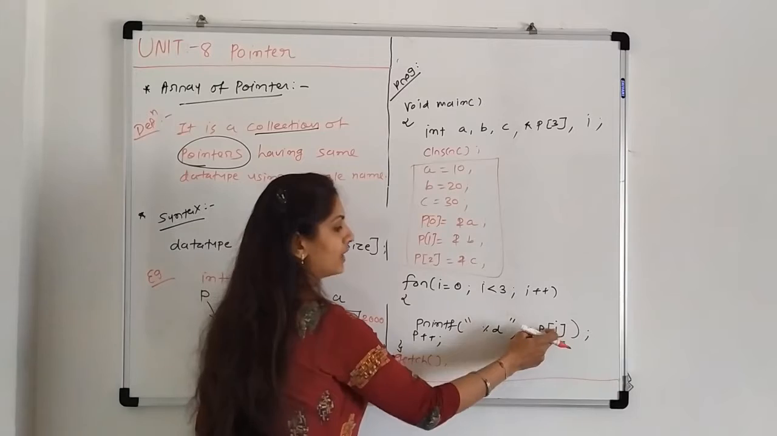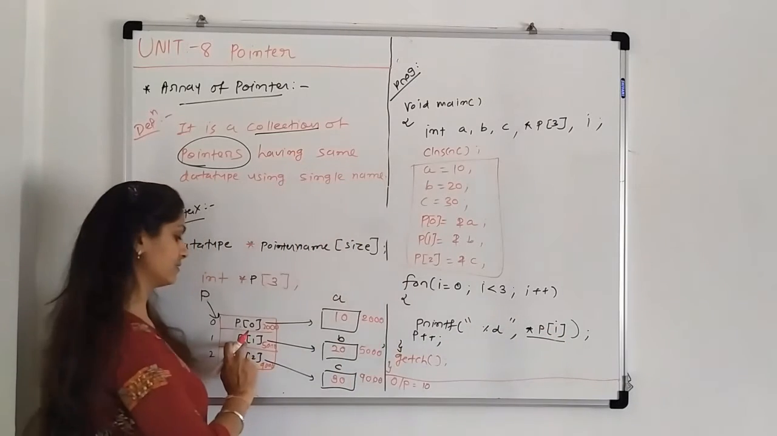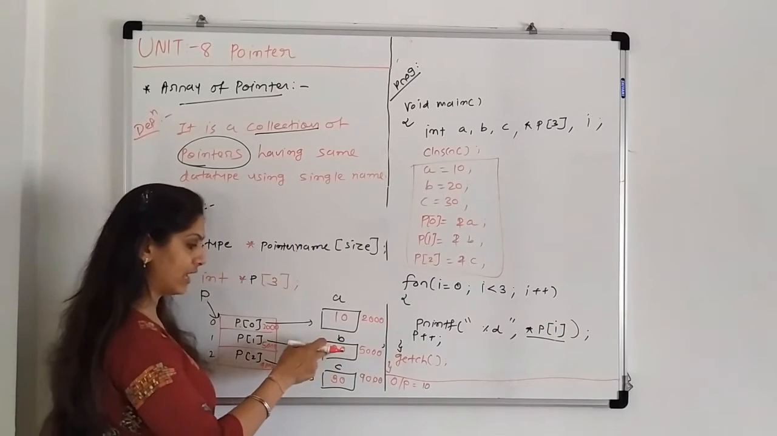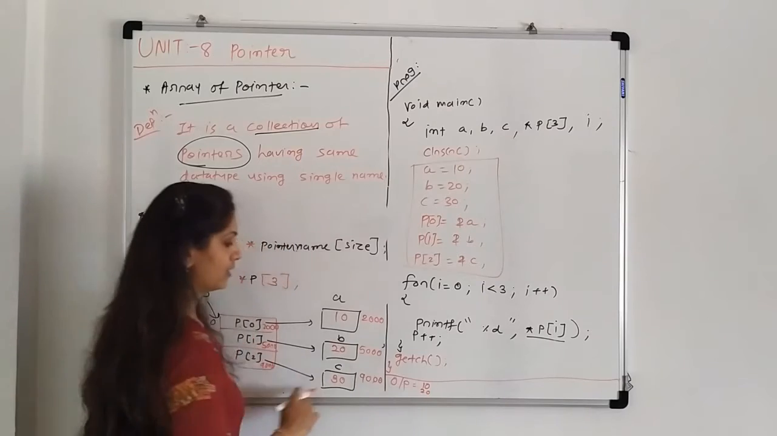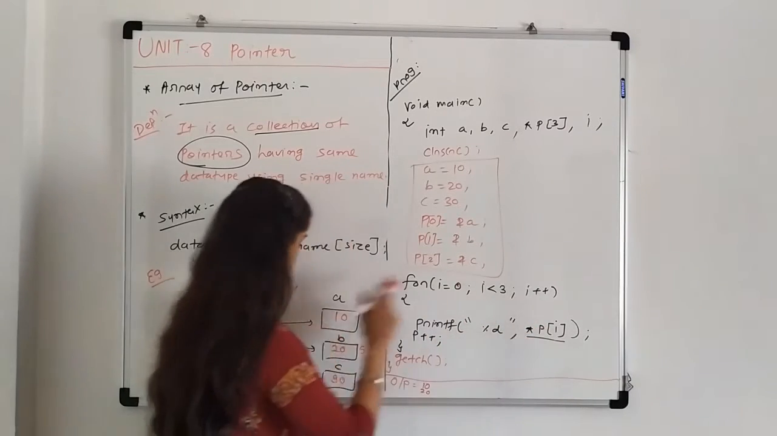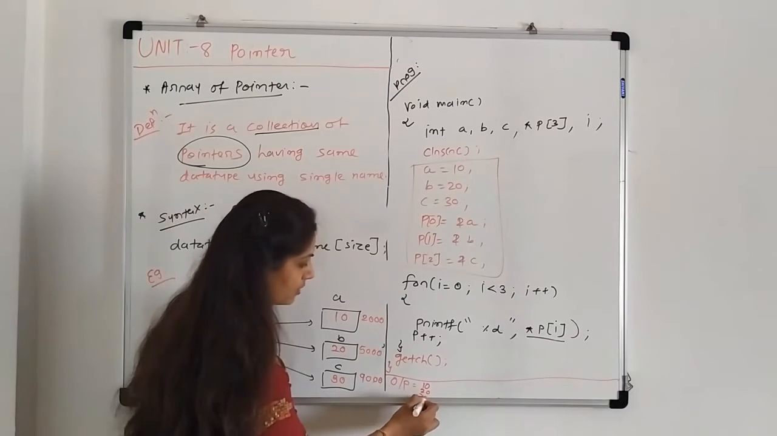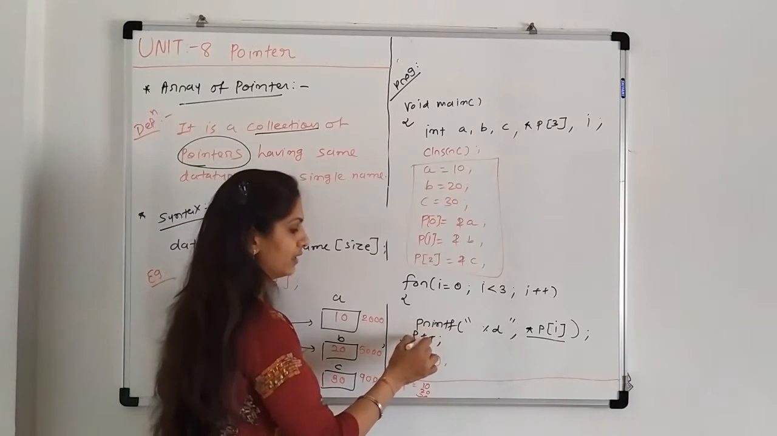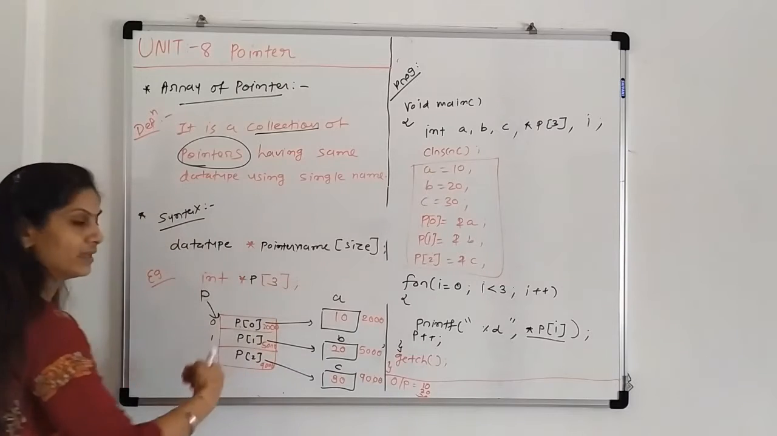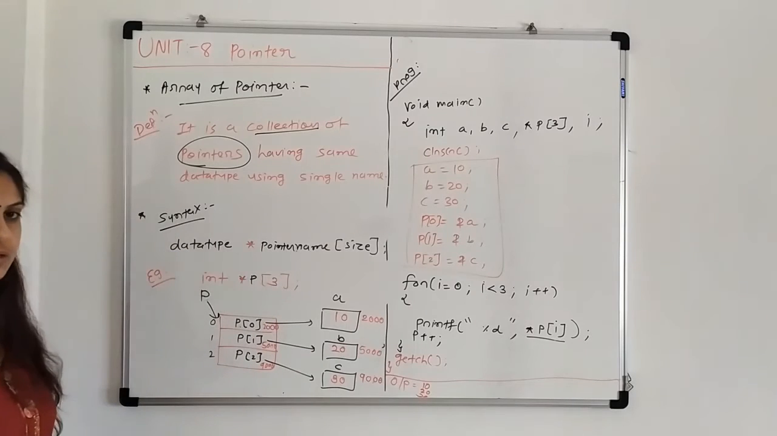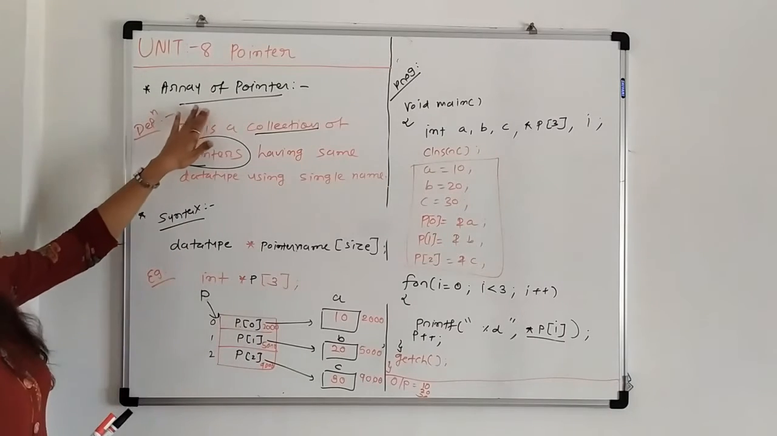Then I is incremented, P1 now. So P1 is this, 5000, value that is 20. Now I is incremented, P2, that is this. 9000, value that is 30. So that will be printed here, and P is automatically incremented. This is the logic for an array of pointer.